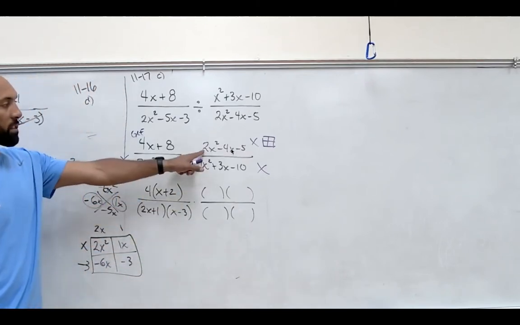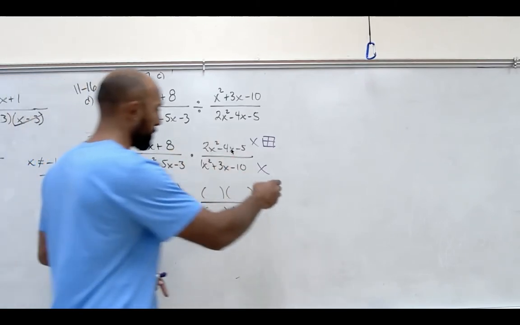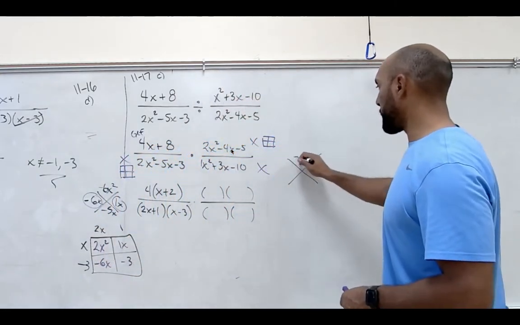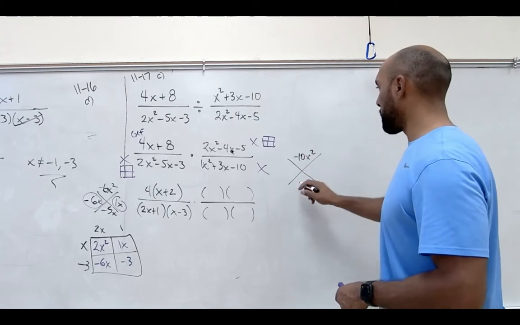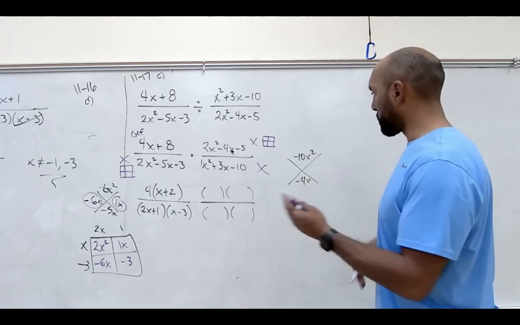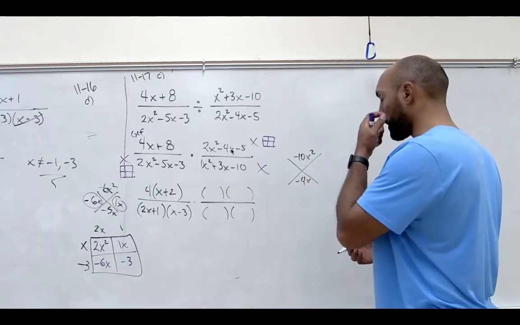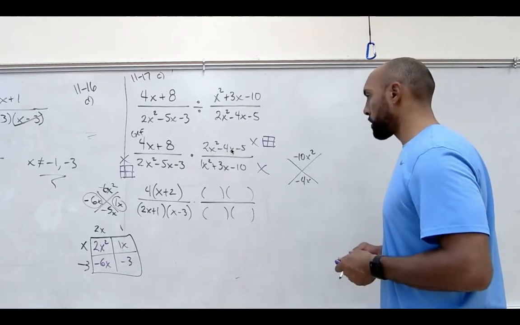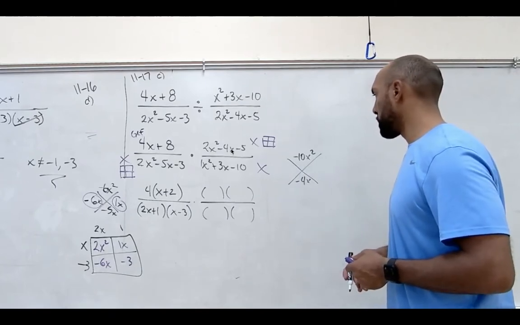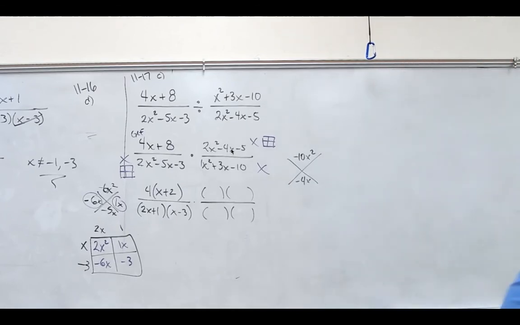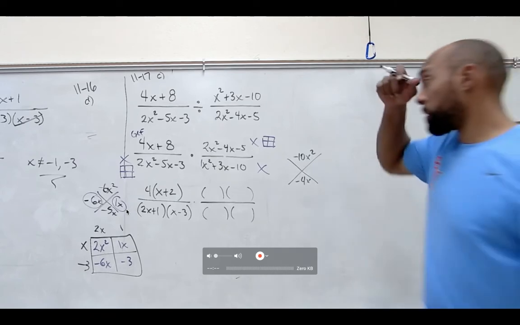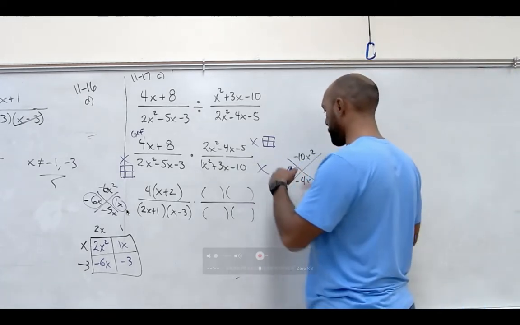Okay, now we're going to work on that one with the x box, so I'll do that over here. Same steps. I got negative 10x squared, negative 4x. What two numbers multiply to give me that number? All right. Some of you might have caught that there's no number that works.